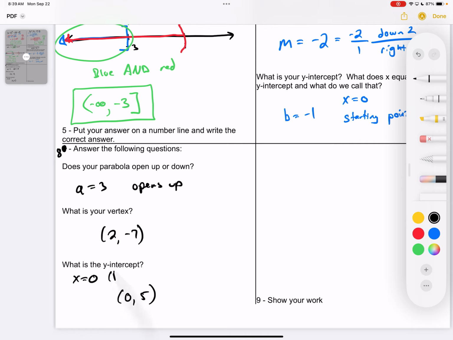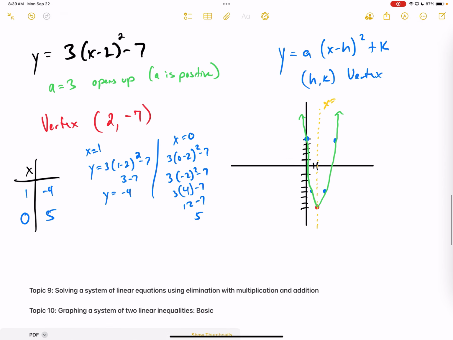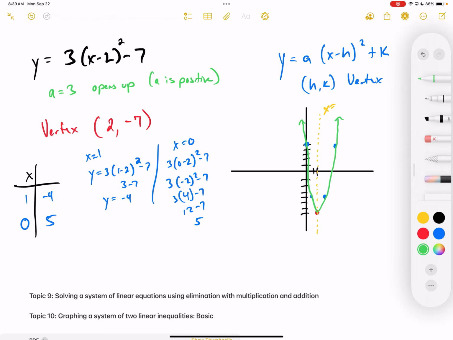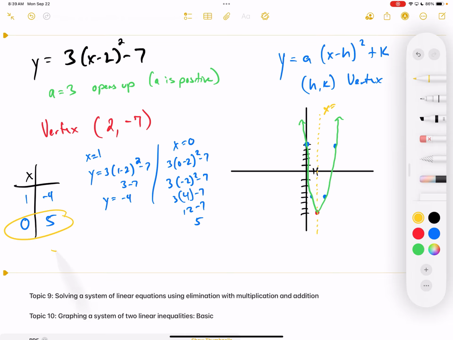I'll write that right here so you see it when you come back. We already plugged it in, so we plugged in x equals 0 and already got our y-intercept. So I'll write that right here so you see it. This is our y-intercept. That yellow is probably hard to see, isn't it?